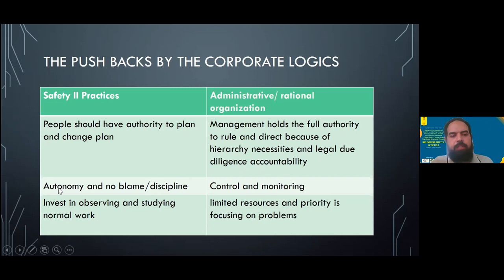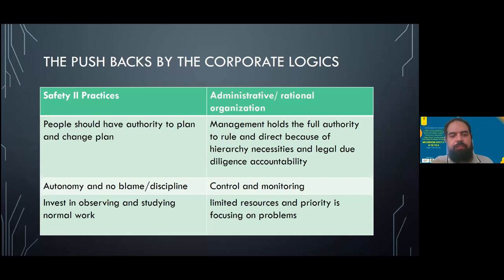Also, Safety 2 asks us to give autonomy and never blame the workers, never discipline the workers. But at the same time, management beliefs and management rules tell us that we need to have control and monitoring. How are we going to do that? Are we going to leave people free to do what they want? This really contradicts the norm of management and the norm of leadership.